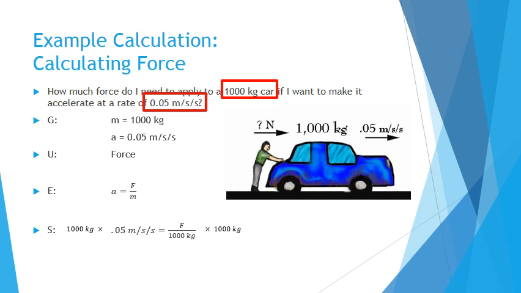On the left side of the equation, we now know exactly what to type into our calculator. Go ahead and pause the video right now and type that in. Get yourself an answer. Once we simplify this down, we should figure out 1,000 times 0.05 is 50. And of course, our unit on force is newtons, so there's our answer.